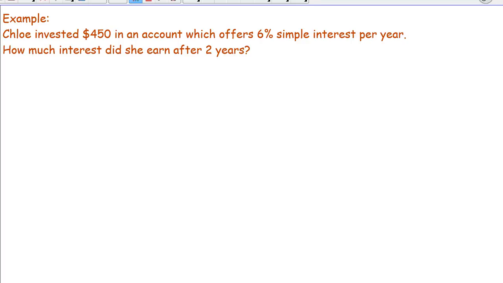So, Chloe invested $450 in an account which offers 6% simple interest per year. How much interest did she earn after 2 years? Now, just so you know, this 450 here represents the amount of money initially invested.